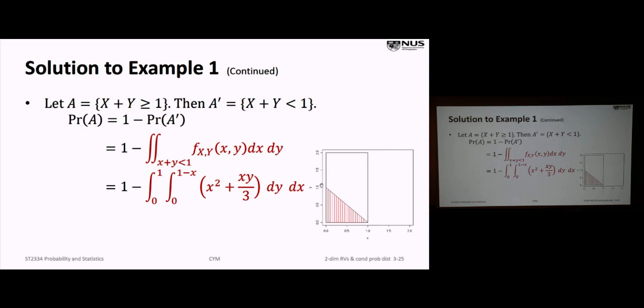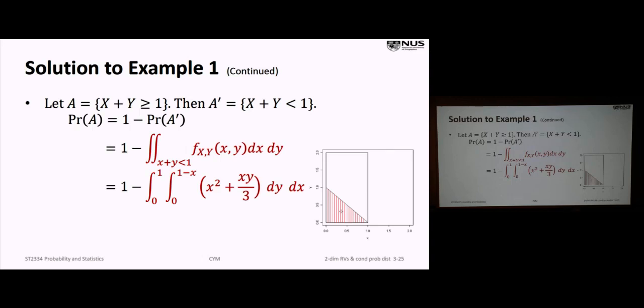Okay, so this line here is the line y is equal to 1 minus x. That's the line. And the region I want to integrate this bivariate function on is this thing in red. So how do I integrate over this region? Here we're going to go with respect to y first.